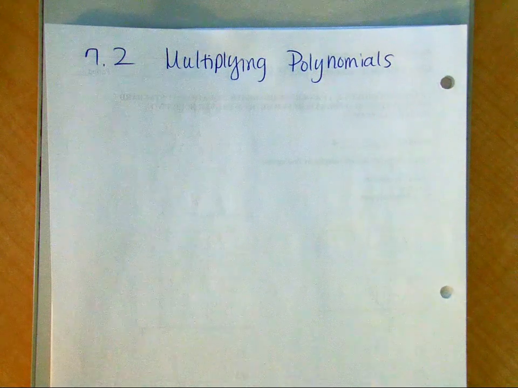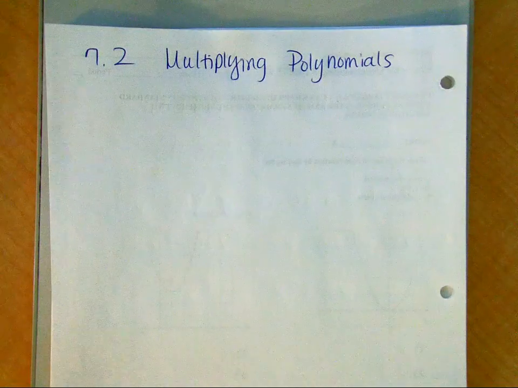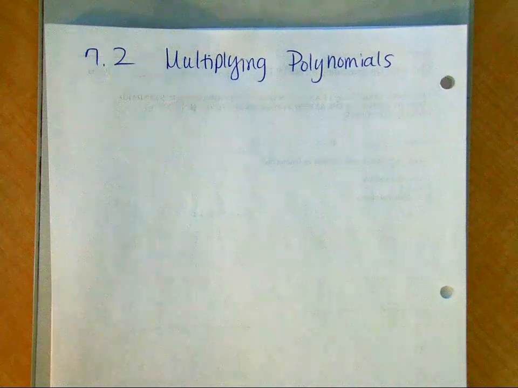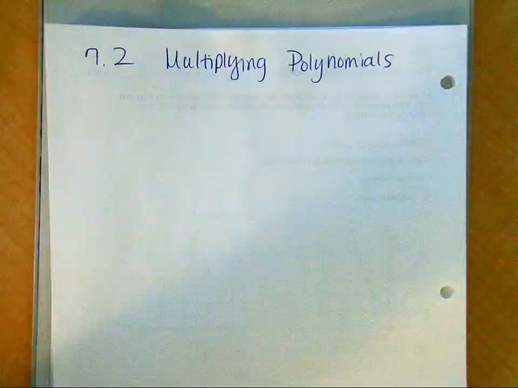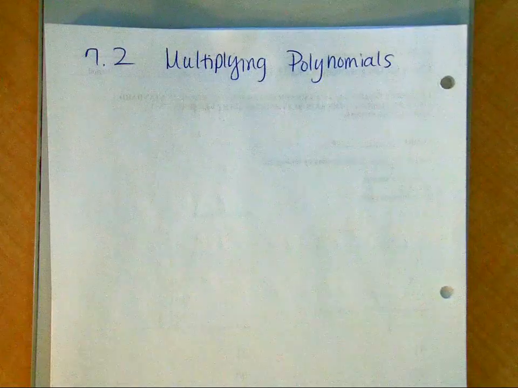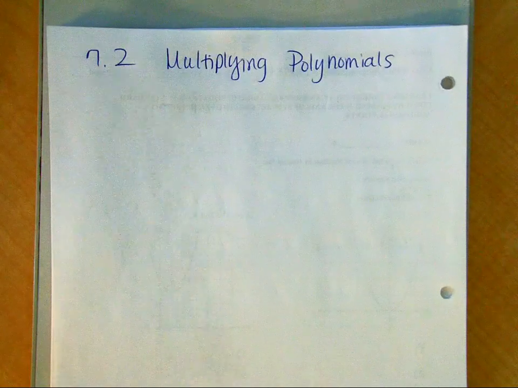All right, so in Unit 6, we learned about multiplying with exponents, right? And then Unit 7, we started talking about what polynomials are. Let's add them and subtract them, and then today we're going to multiply them. So I need to remind you of a few simple rules.